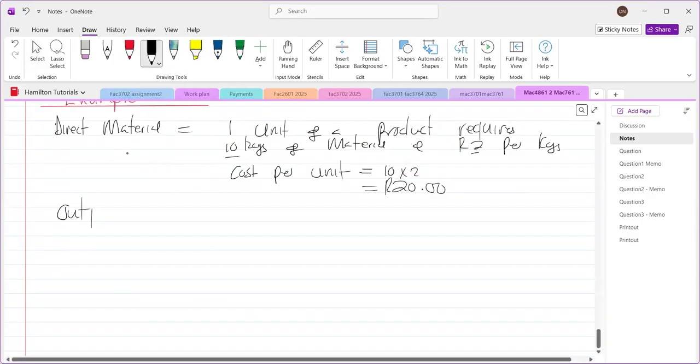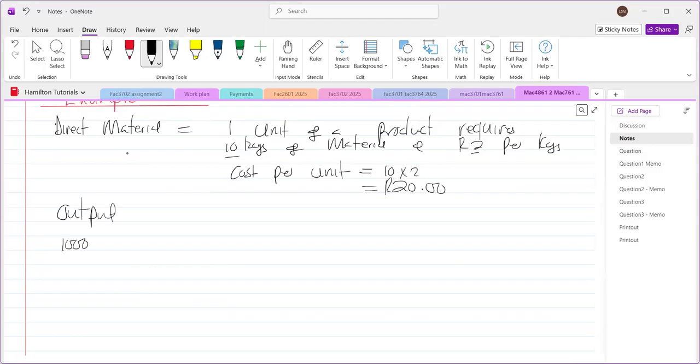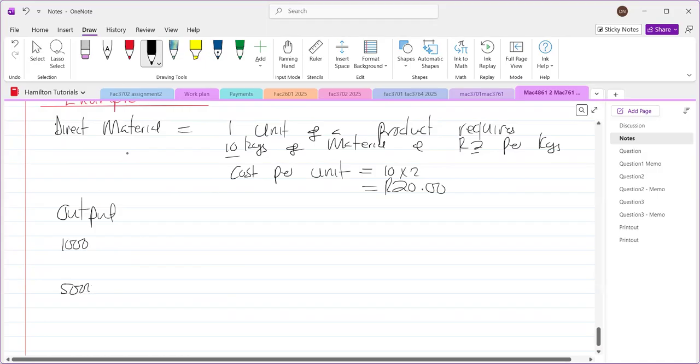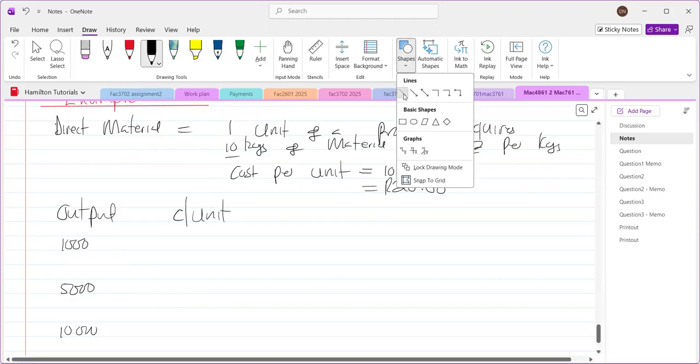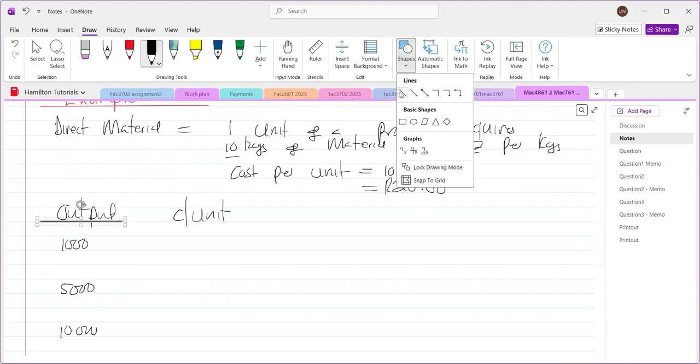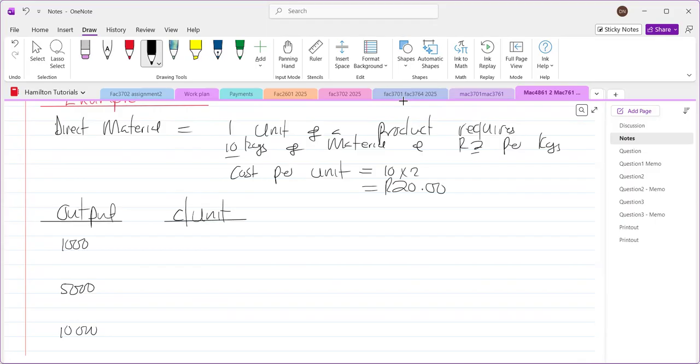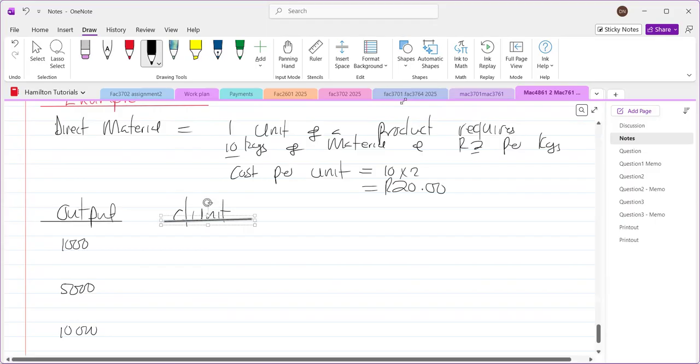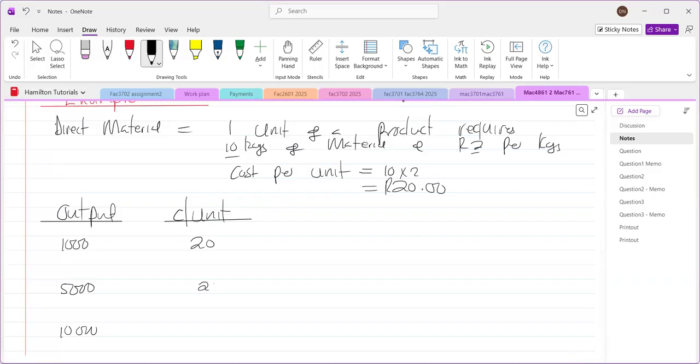Let's say I start with 1,000. I go to 5,000. I go to 10,000 units produced. So we have our cost per unit. Now the cost per unit is established. It will not be changing. It remains consistent at 20 rand per unit, despite the number of units that I produce. This is a variable cost. The cost per unit will not change.